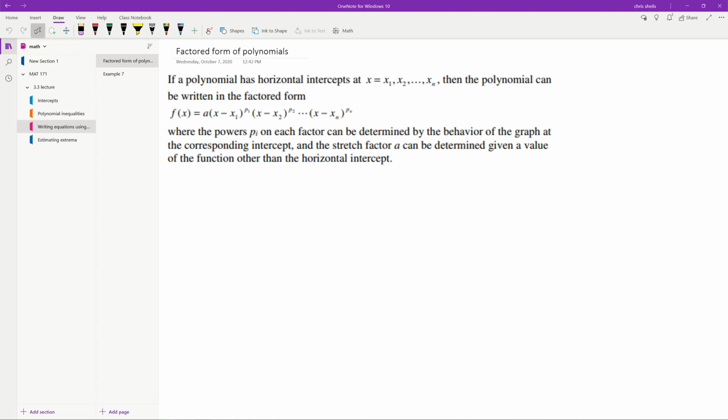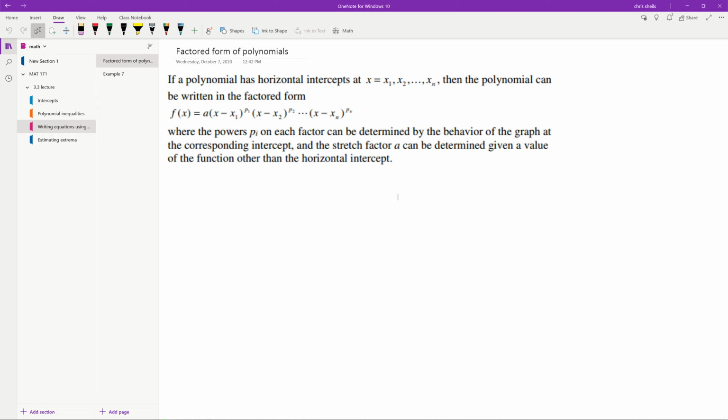Next up, let's look at factored form of polynomials. If a polynomial has horizontal intercepts at x equals x sub 1, x sub 2, etc., all the way up until x sub n, then the polynomial can be written in the factored form a times x minus x sub 1 to the p sub 1 times x minus x sub 2 to the p sub 2 power times x minus x sub n to the p sub n power. It's a bit difficult to see, but that should be a p sub n at the end there.